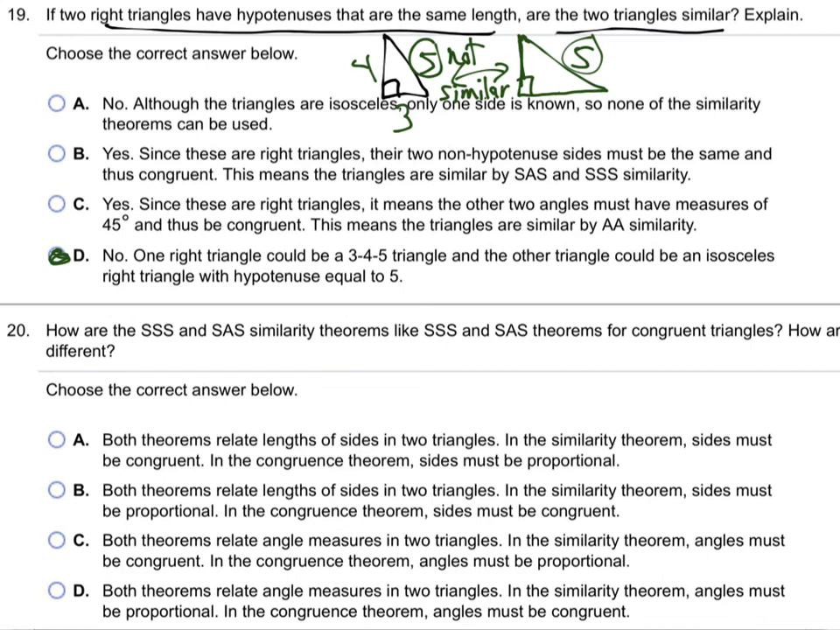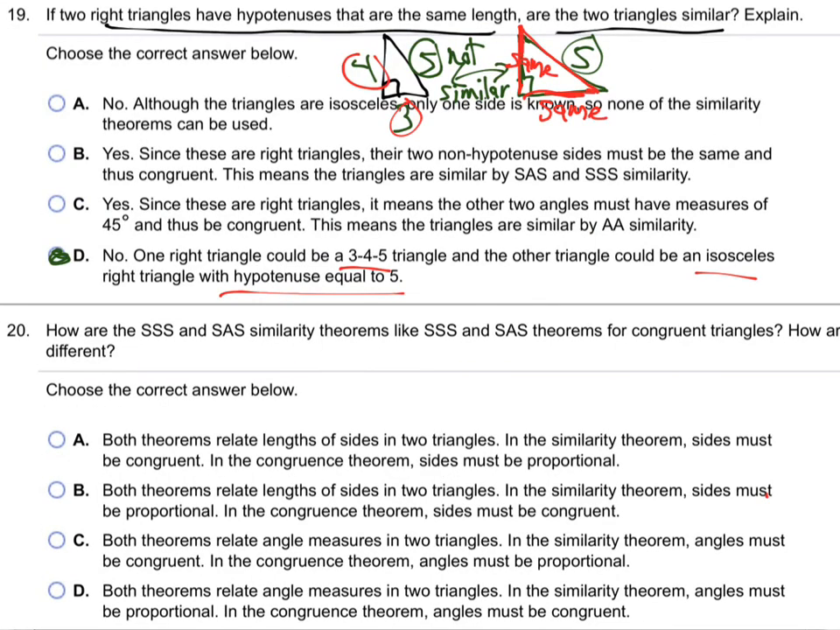This one has these two sides the same. He's an isosceles right triangle. Maybe I didn't make him good enough there. His top and his bottom are the same, whereas these two are not the same. So one's not just a big version of the other. One could be 3, 4, 5. The other could be isosceles with a 5. So no, that's not going to work.